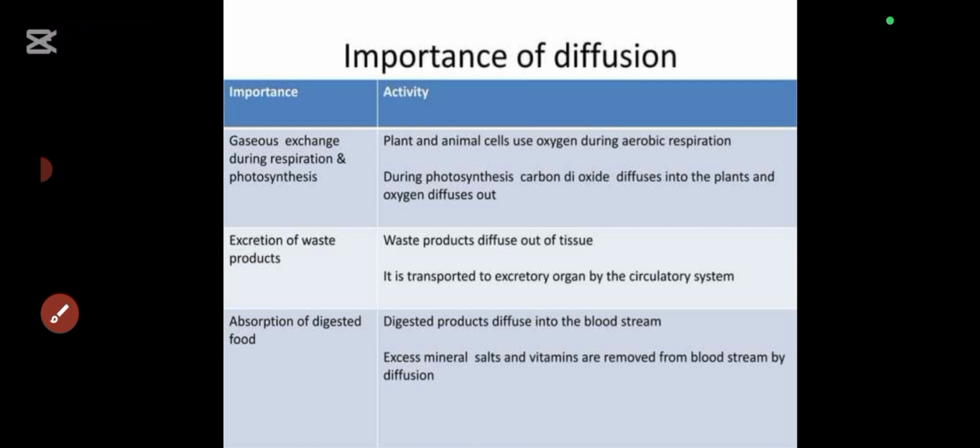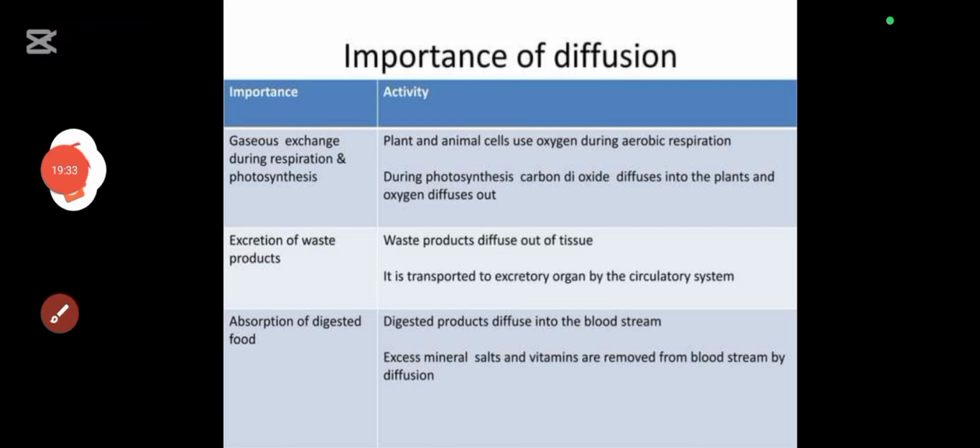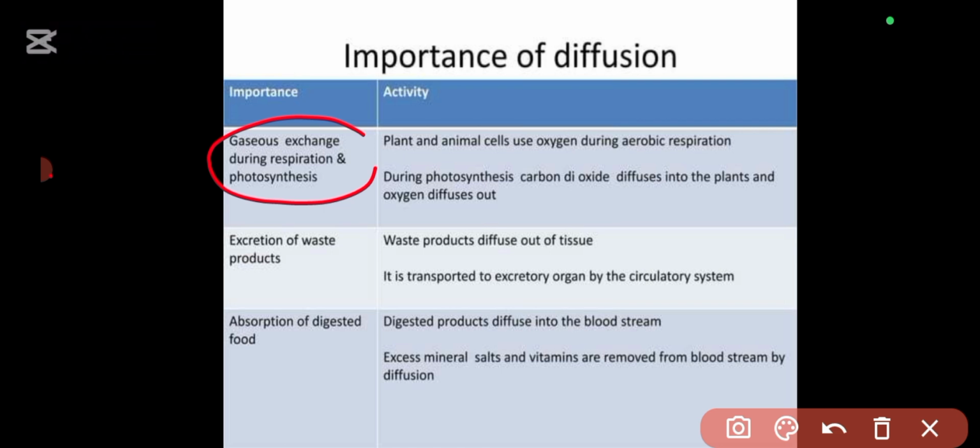Now, importance of diffusion. What are the importance? Number one is that it helps in gaseous exchange. Some of the importance of diffusion include gaseous exchange and respiration. Gaseous exchange during respiration and photosynthesis. That is one of the importance, and the activity is in plant and animal cells.